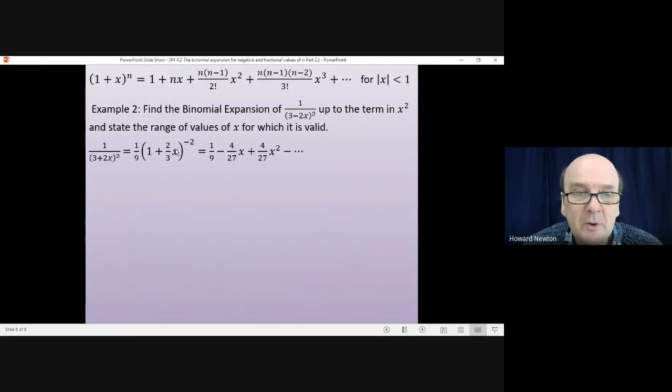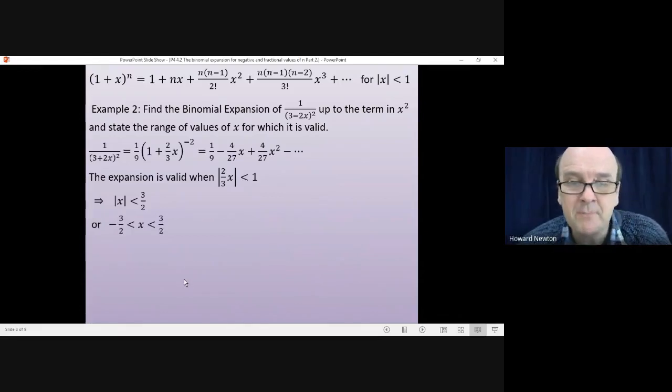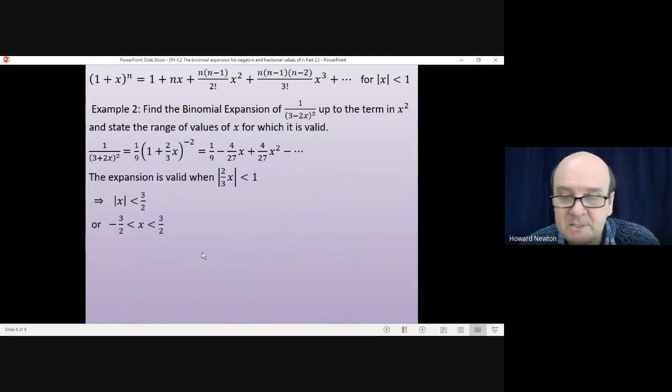And then finally, we were asked to state the range of values of x for which the expansion is valid. Again, it's this term here we need to keep an eye on. So it's valid when the modulus of 2/3 x is less than 1, which means the modulus of x has to be less than 3 over 2, which you can either write like that, or you can say x has to be between minus 3 over 2 and plus 3 over 2.